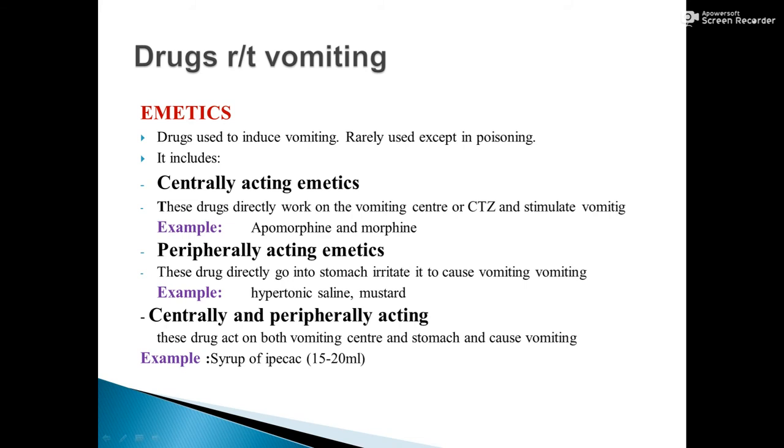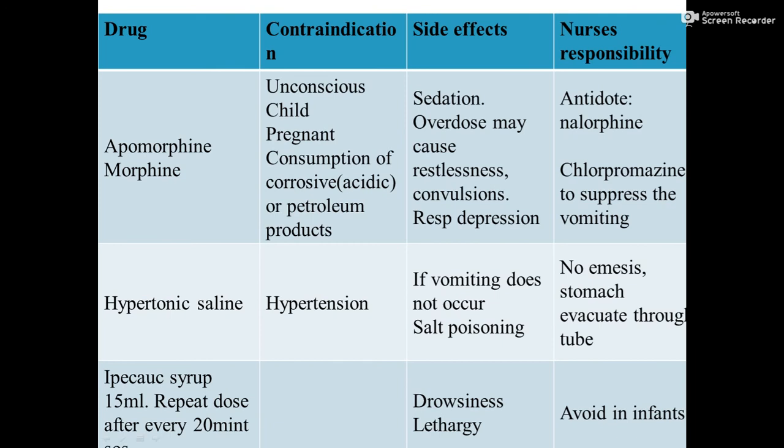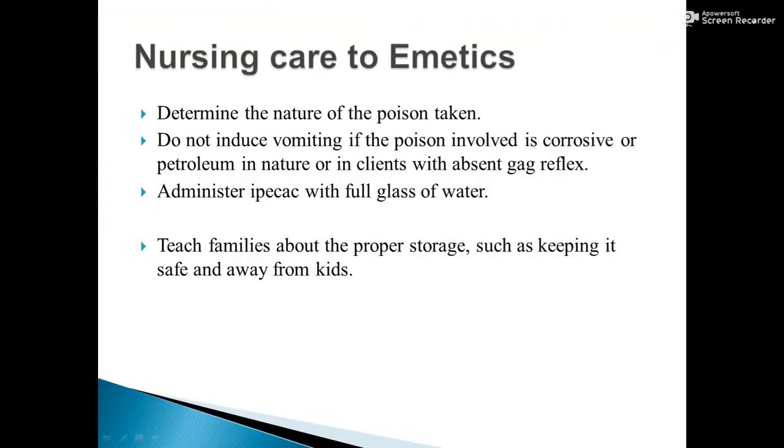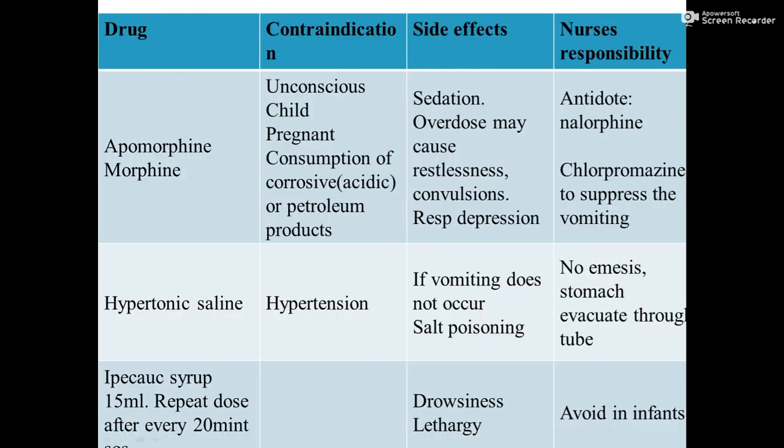Peripherally acting emetics: these drugs directly go into the stomach and irritate it to cause vomiting. For example, hypertonic saline and mustard. Centrally and peripherally acting: these drugs act on both the vomiting center and the stomach and cause vomiting. For example, syrup of ipecac 15 to 20 ml. So this is very easy to understand.